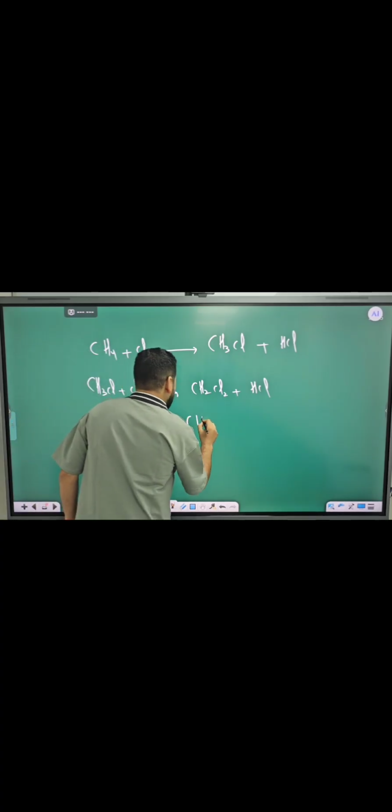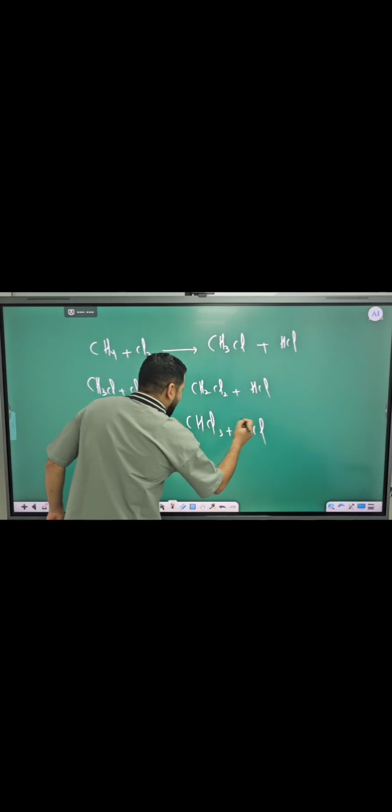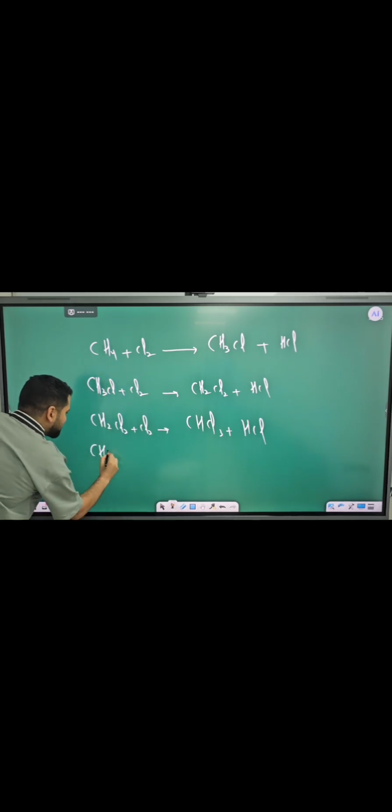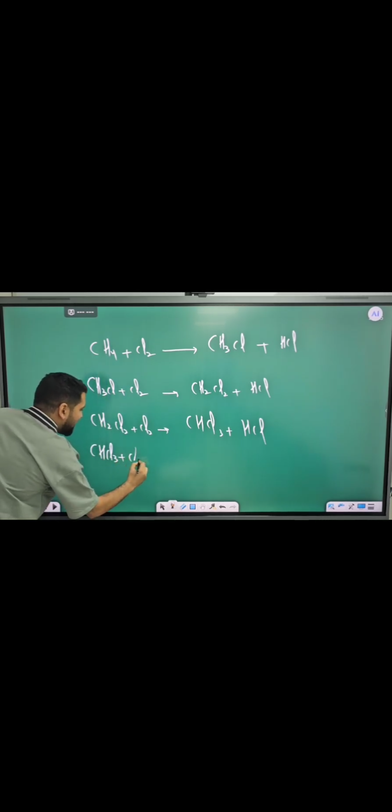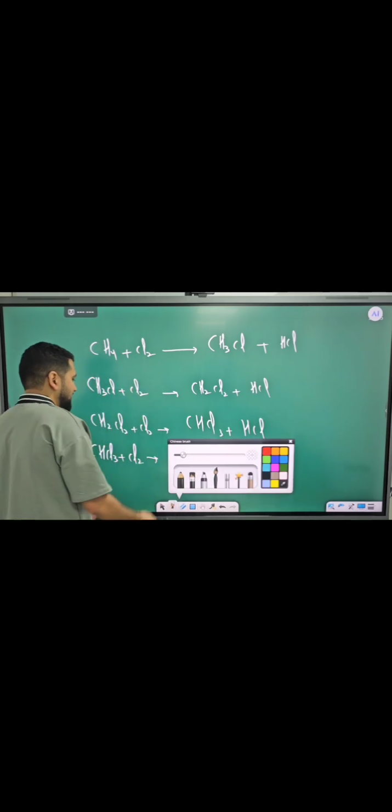Again, if I take CH2Cl2, I will treat it with Cl2. What will happen, guys? It will lead to the formation of CHCl3 plus HCl. One more hydrogen gets replaced. Again, if I take this CHCl3, I will treat it with Cl2. It will lead to the formation of CCl4 plus HCl. And these reactions we call chlorination because we are adding chlorine.